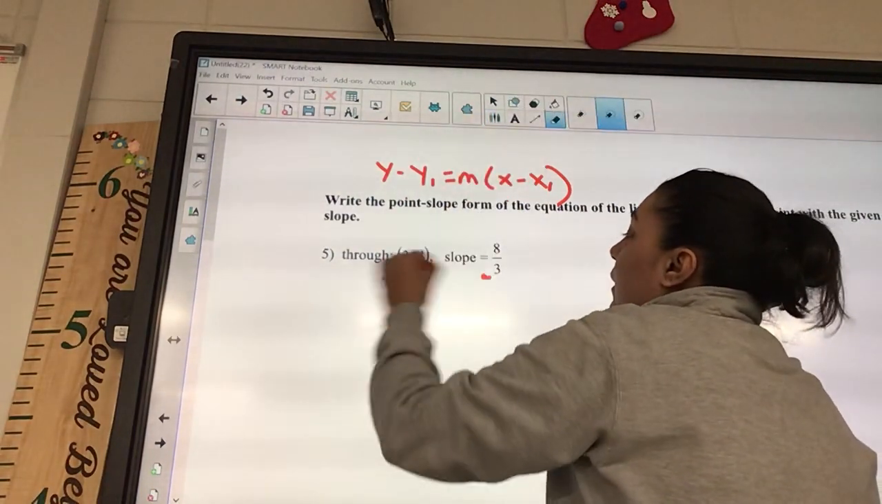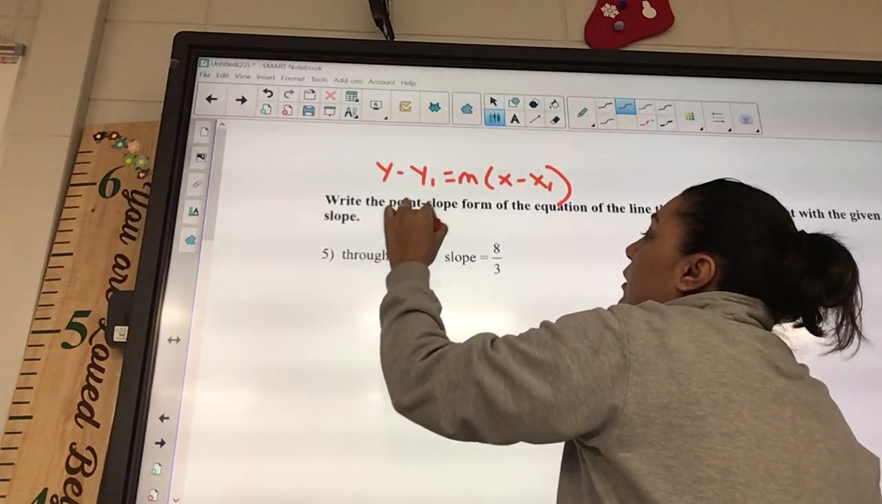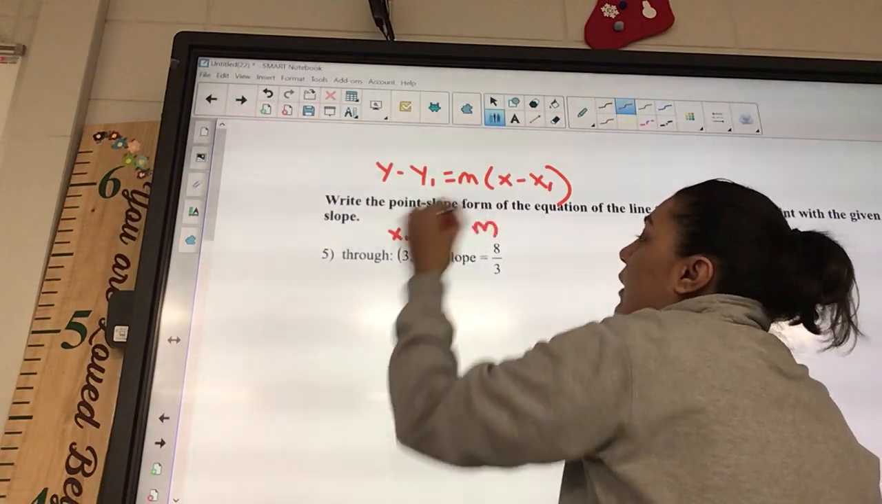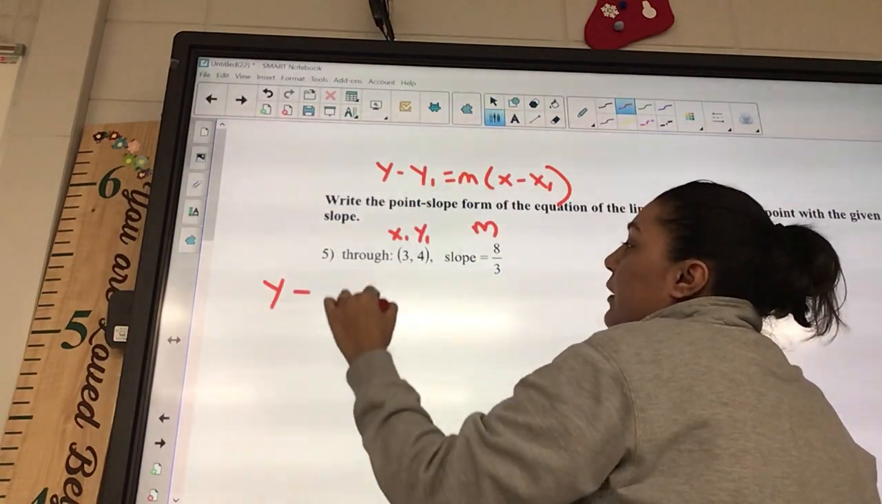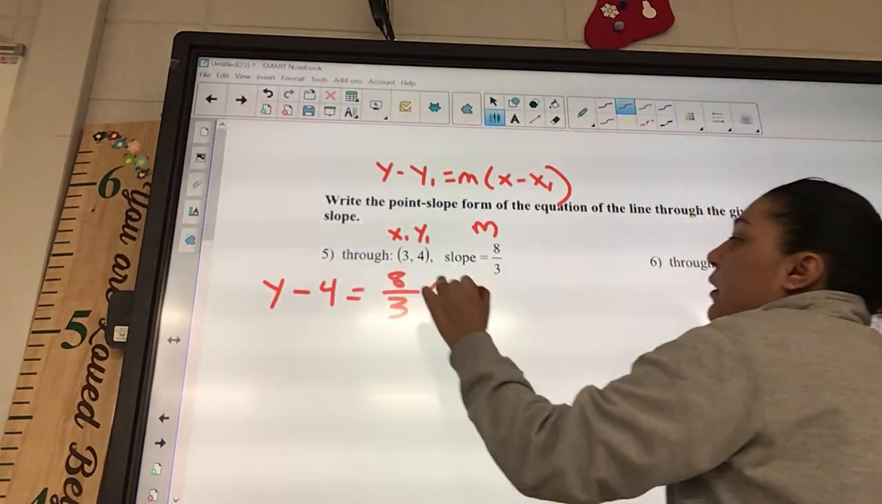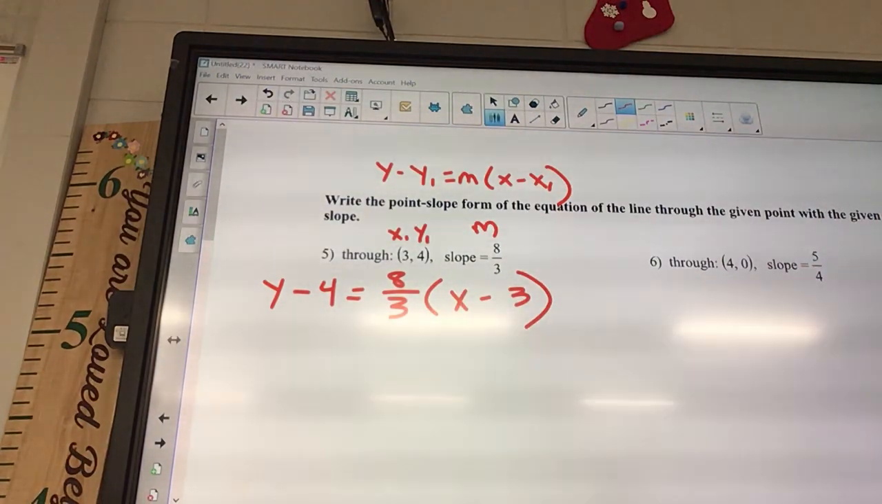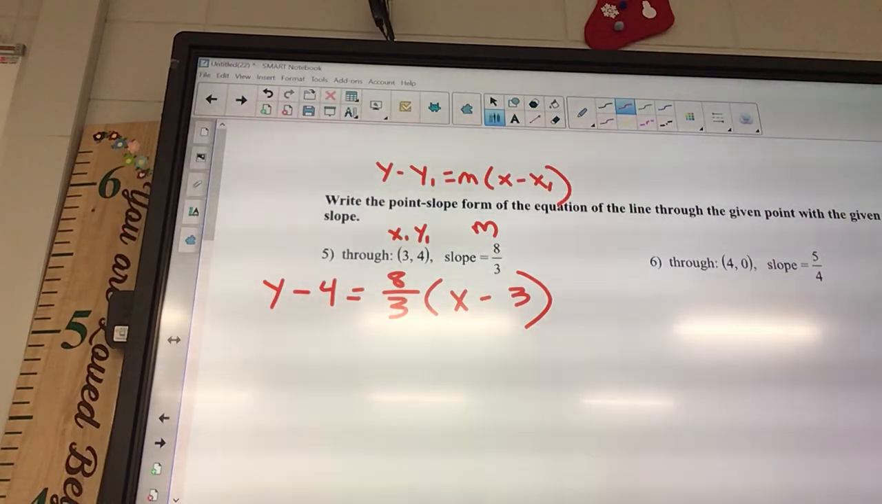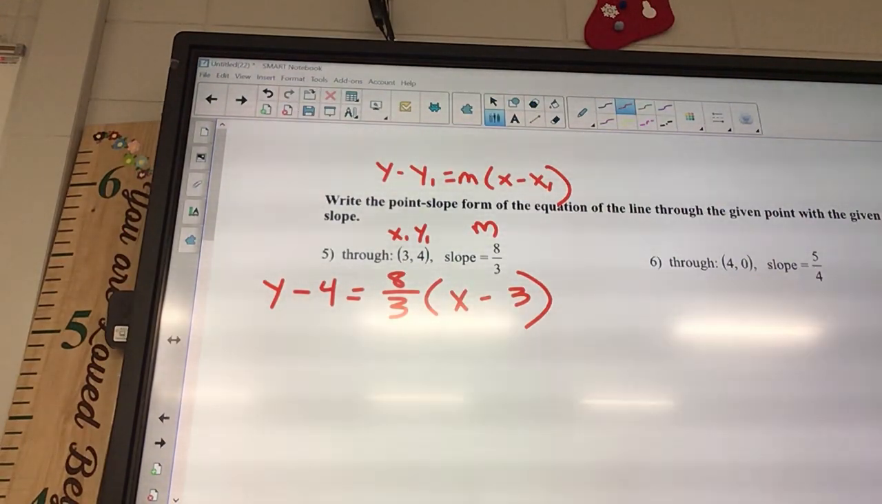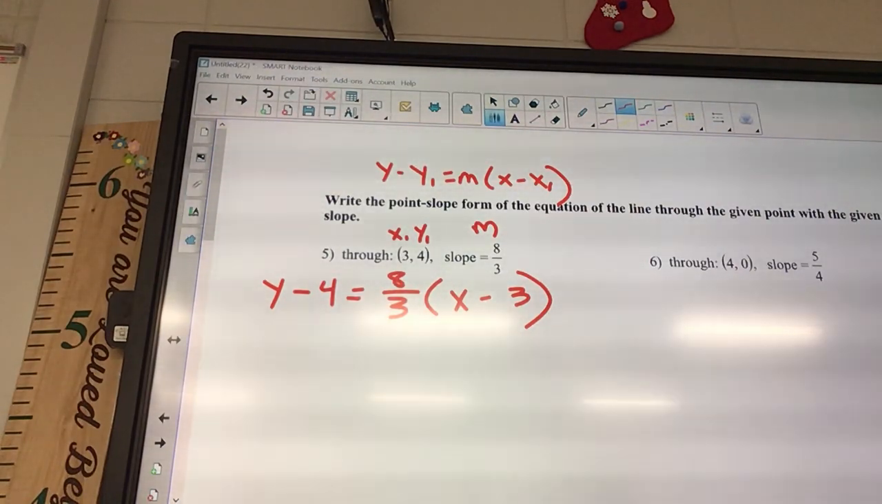Okay, so we got x1, y1, and our m. We're going to say y minus, my y1 is 4, 8 over 3, x minus 3. Okay, do we stop or keep going? We stop. Okay, so I can see above whenever I wrote, I got parentheses up there and I got parentheses down here, so it looks good.